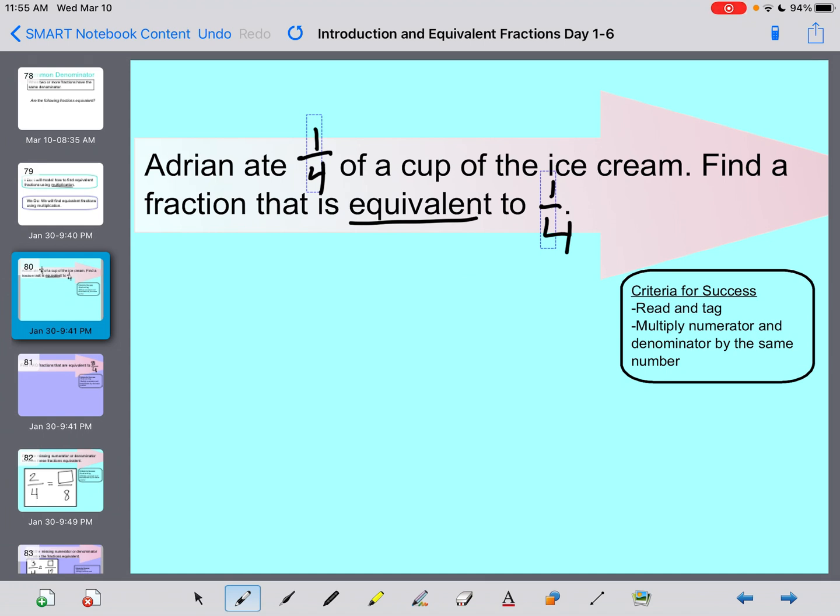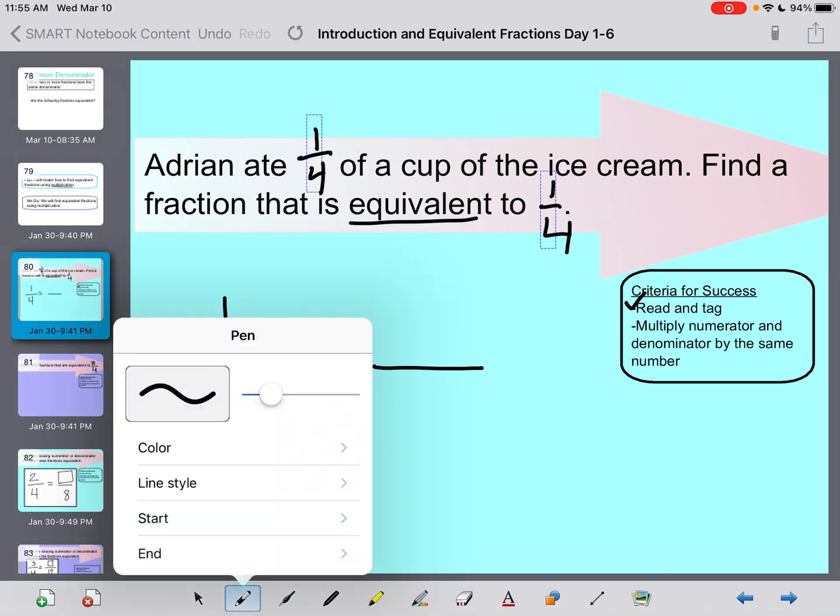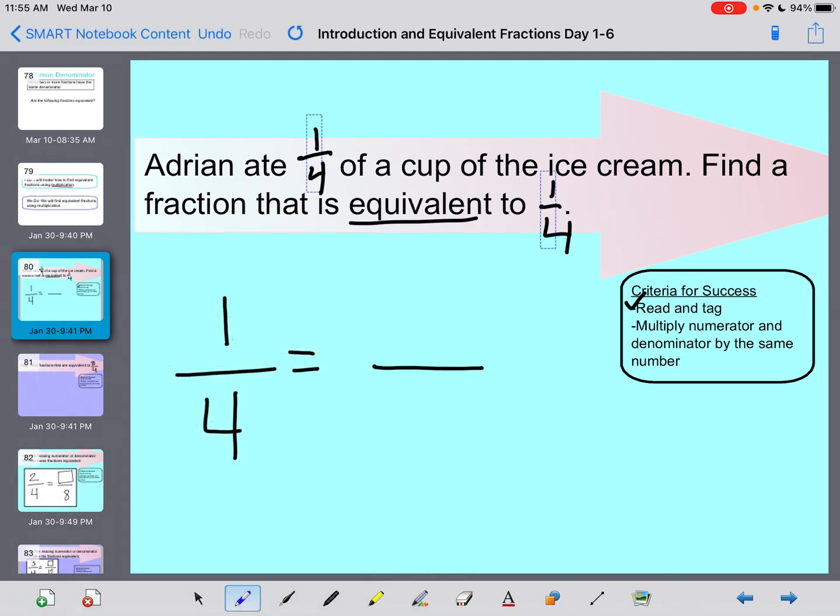All right, step one, we're going to set up our fraction. 1/4 equals blank. As long as we multiply 1/4 times the same number on the top and the bottom, so we multiply 1/4 times the same number as the numerator and the denominator, we'll get an equivalent fraction. So I'm going to multiply 1/4 times 2 on the top, the numerator, and on the bottom, the denominator.